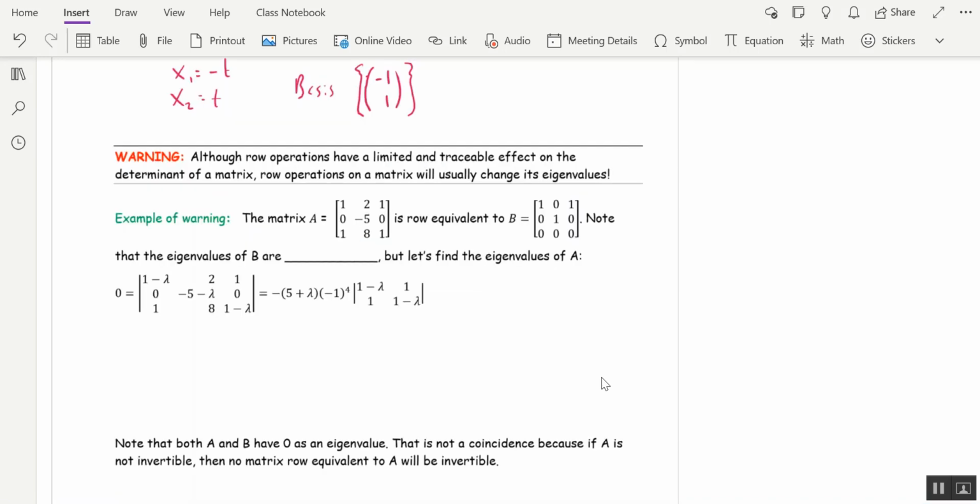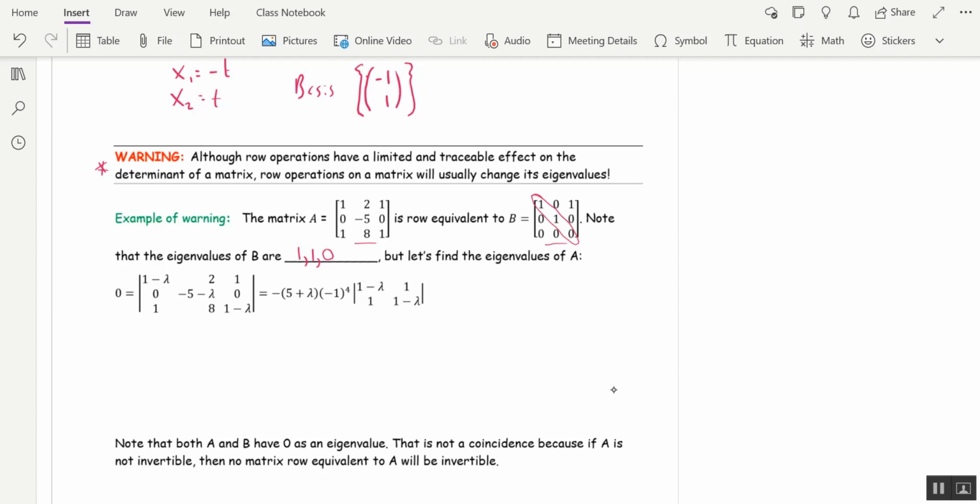All right, I've got a big warning here that in essence says you can't row reduce a matrix before you find its eigenvalues, and I have an example here to show you why that's true. I've got a matrix A, and it's row equivalent to this matrix B. I did that computation earlier. Now B is triangular, so we can read the eigenvalues right off the main diagonal. They're 1, 1, and 0. For a triangular matrix, eigenvalues are sitting on the main diagonal. The eigenvalues of A will not be 1, 1, and 0.